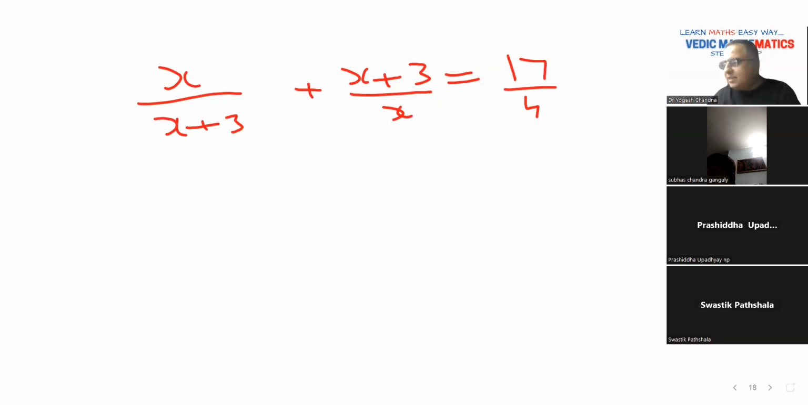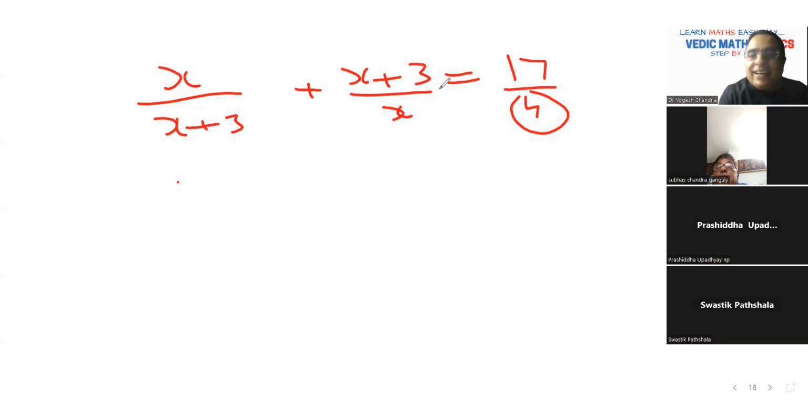Anyone could get the answer? So how will you get 17? Same thing. 4 means 4 and 1 by 4. It's not the right answer, because you still have to go to the final step. See, what you found is 1² plus 4². Correct? Up till here you have done. But this is not the value of x.